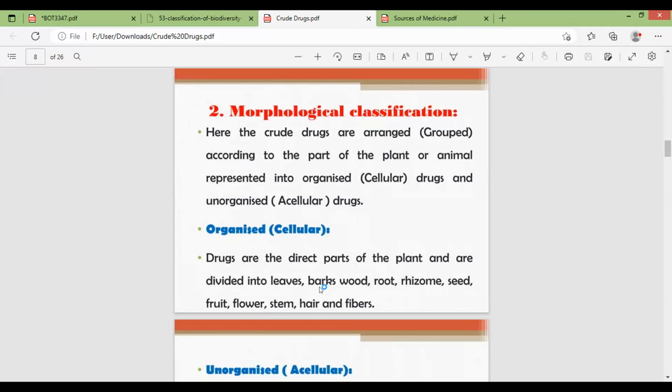If it's morphine, we can obtain it from the fruit, right? We will call that one organized. That one we will refer to as organized.